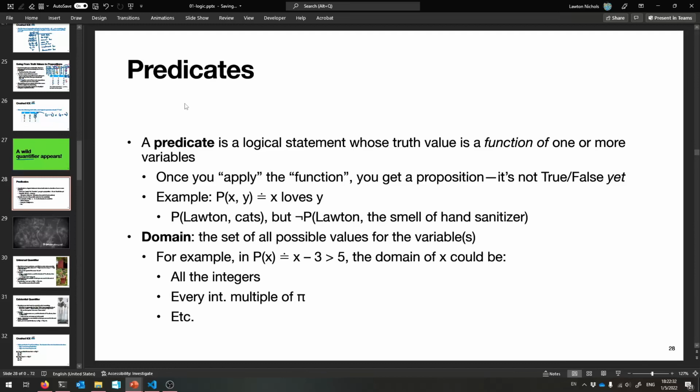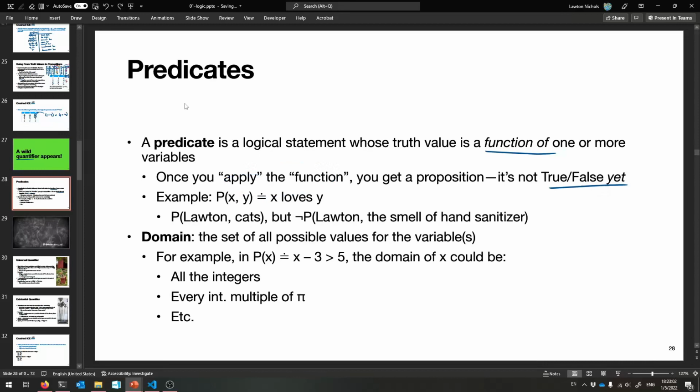All right, so a predicate is just some logical statement whose truth value is a function. It's not always true, it's not always false. It depends on, it's a function of one or more variables. Okay? And once you apply the function, once you call it with real values, then you get a proposition. It's not true or false yet. You have to call this fancy math function. Okay? So that's the idea.